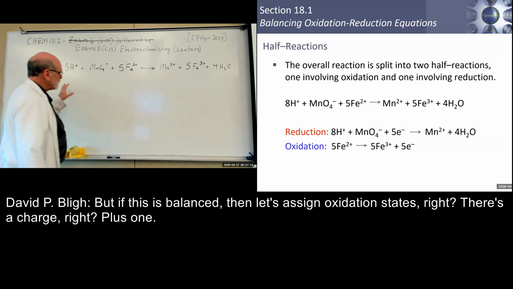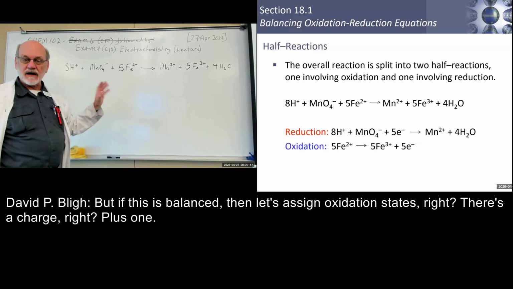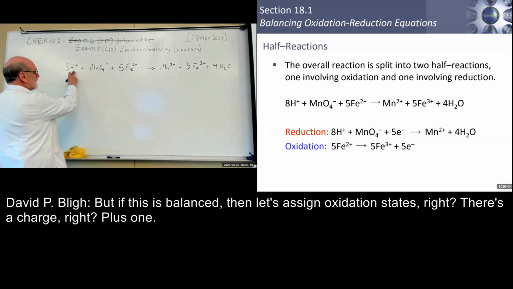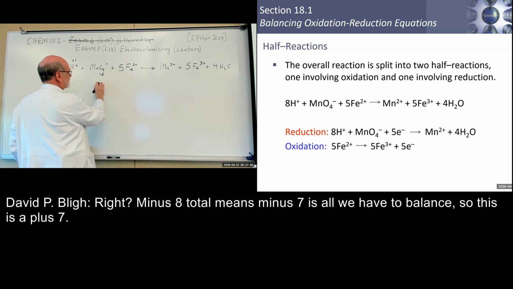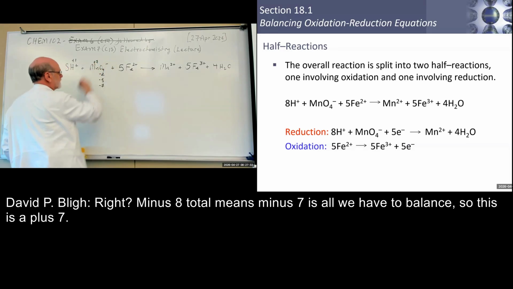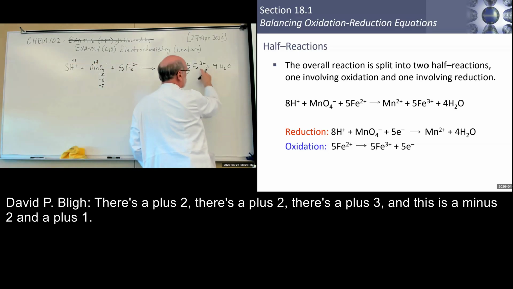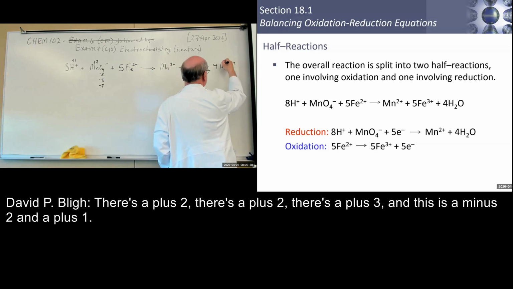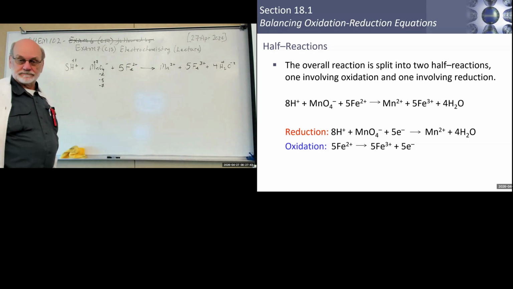But if this is balanced, then let's assign oxidation states. There's a charge of +1. This is a -2. -8 total means -7 is all we have to balance, so this is a +7. There's a +2, there's a +2, there's a +3, and this is a -2 and a +1.